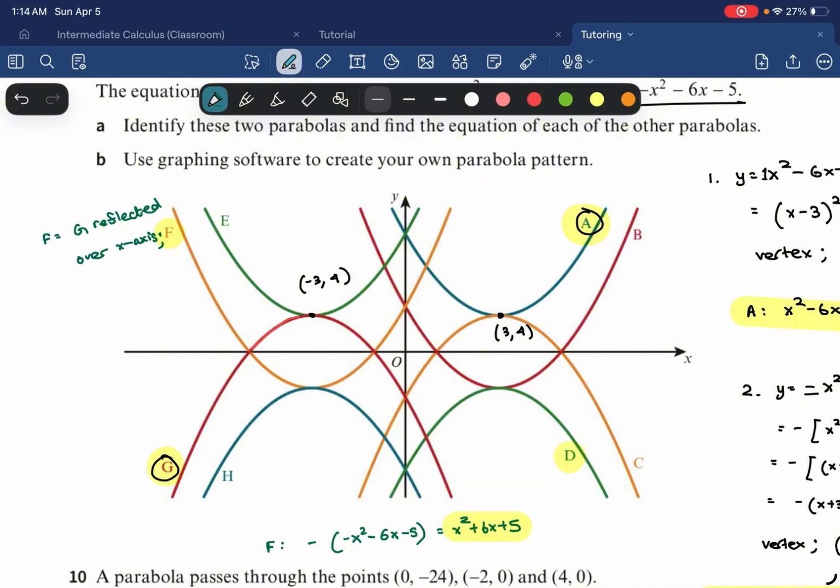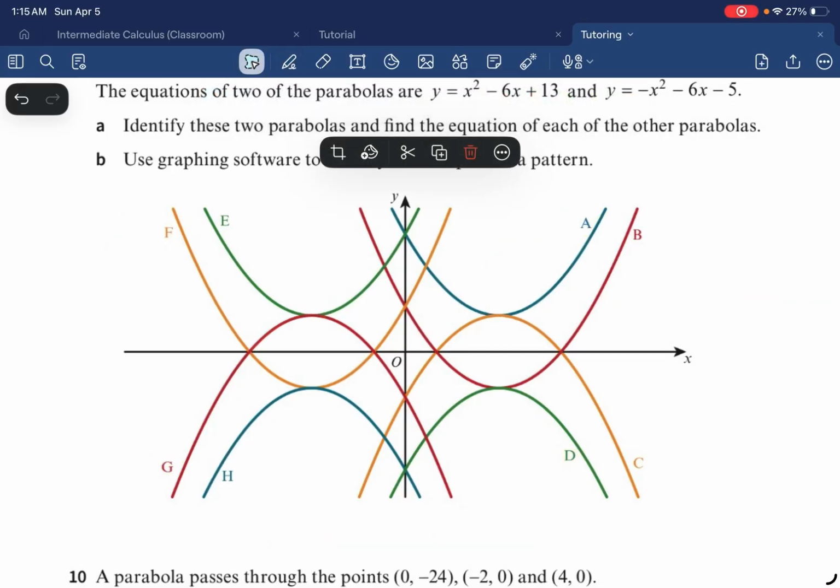So let's look at E, right? So if I know E, I know H. E is just A shifted. I need to shift graph A by how many units? I need to shift 6 units to the left. If you think about it, if I shift A 6 units left, I get E. That gives me E.